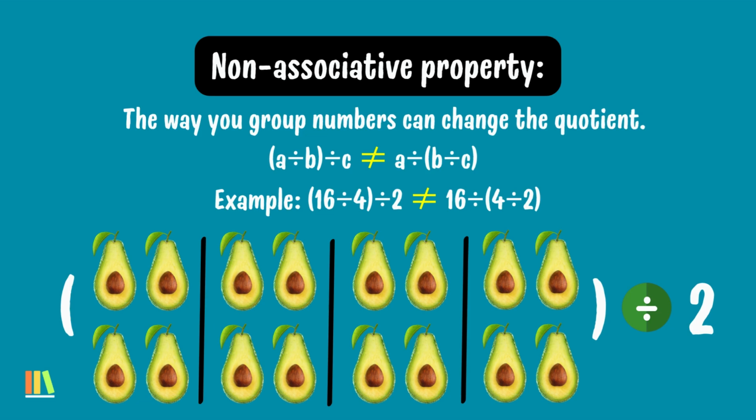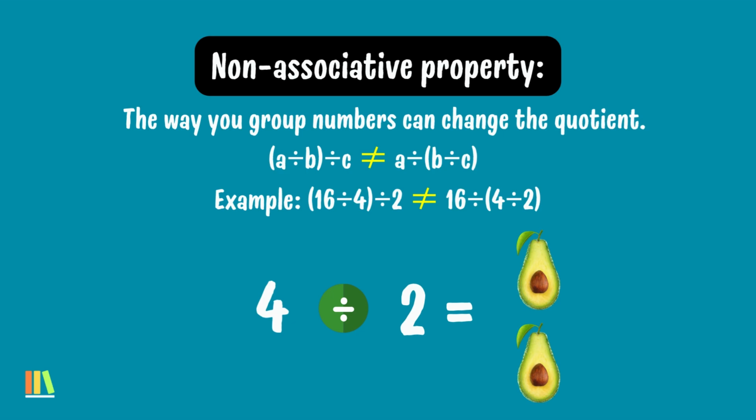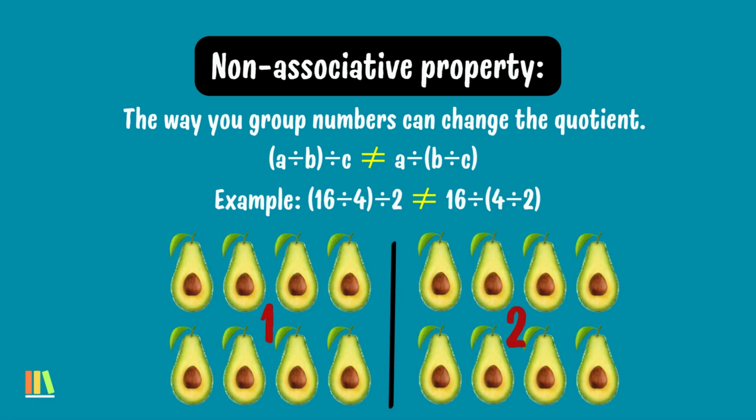Example, I have 16 avocados grouped and I divide them by 4. I then further divide them by 2. The total will be 4. I have 4 groups of avocados. I then divide the 4 groups by 2, giving me 2 groups. The total would be 2 groups of avocados.